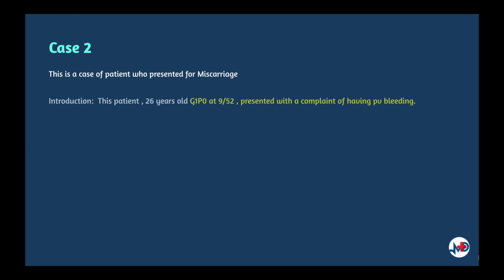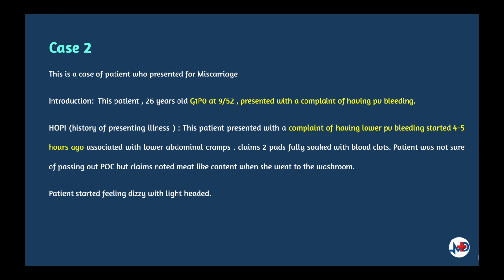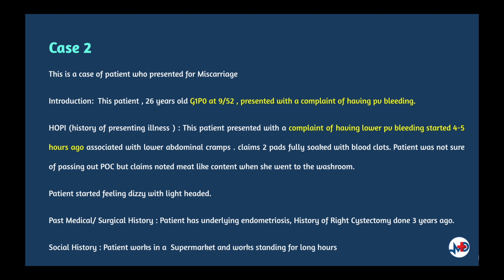Now let's take a look at the second case, which is a case of a patient who presented for miscarriage. This patient is a 26-year-old lady, Gravida 1 Para 0 at 9 weeks, presented with a complaint of having per vaginal bleeding.